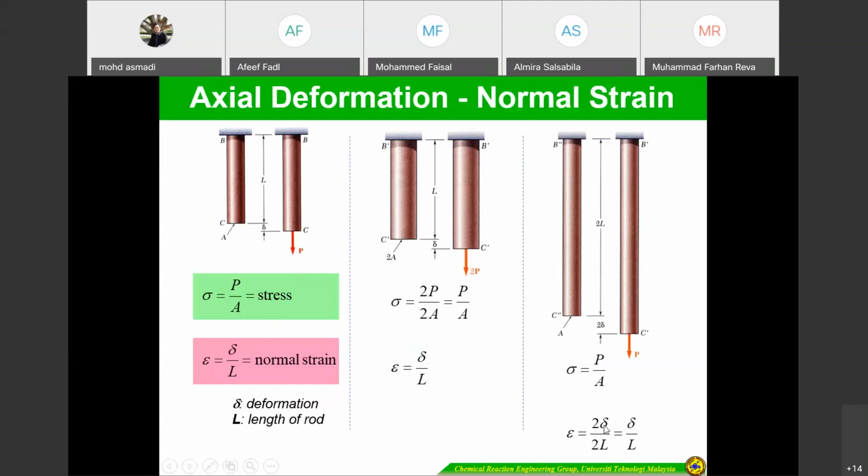Okay, but the ratio is still the same. Epsilon equals delta divided by L. So this is what we get: the information about the normal strain.